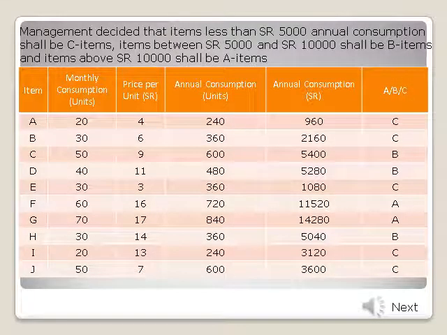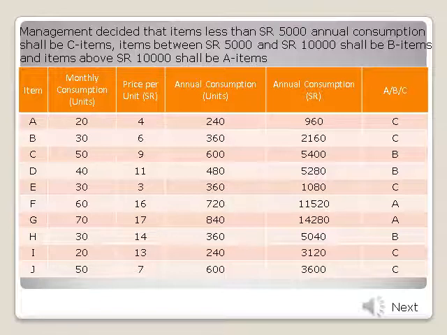I'd like to focus your attention now on this slide. In this particular slide, we are looking at a management decision to classify consumption value between 5,000 and 10,000 as a B item, and anything above 10,000, that means 10,001, should be an A item, and anything below 5,000, that means 4,999, is classified as a C item.